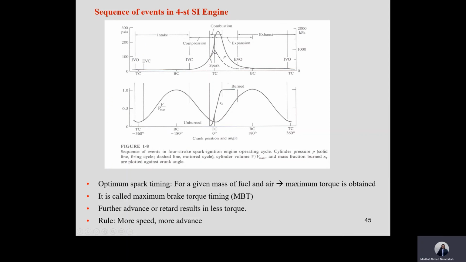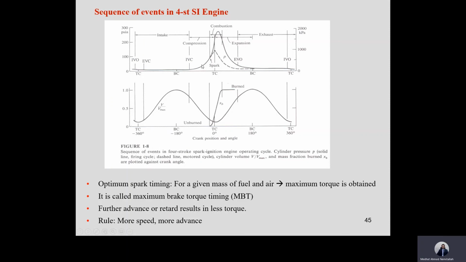If we delay the spark, that means the peak pressure will be delayed during the expansion stroke, and already during the expansion stroke the piston is moving down and the pressure is reduced. So the peak pressure will be reduced if we delay the spark, and the power of the engine will be reduced.